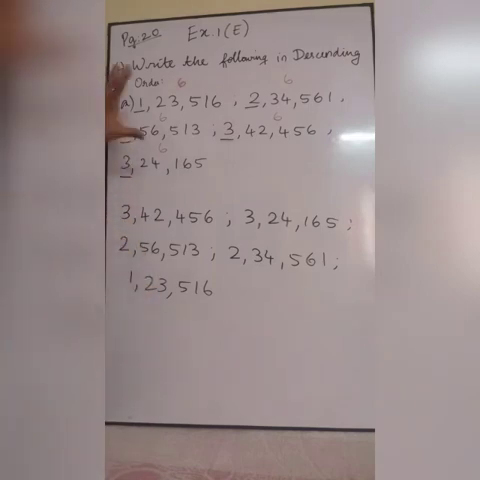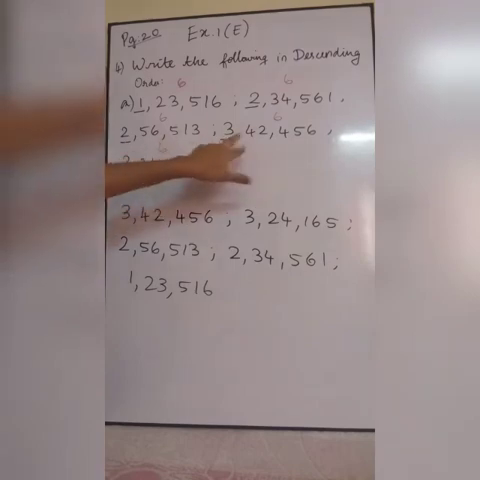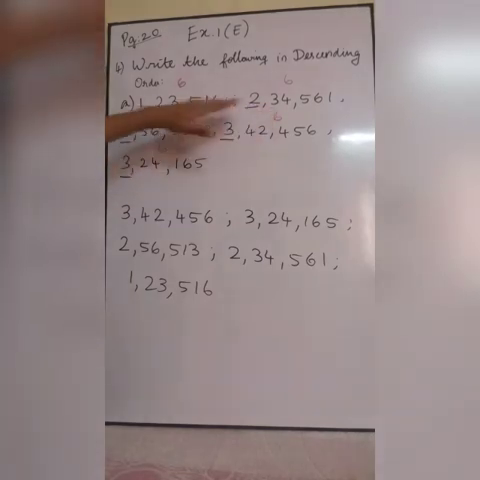Listen carefully. There are the same number of digits. So I have compared all the first digits. So in this, 3 will be the first greatest. So next I am going to compare these two. So this will be greatest. So I wrote it first. Then I wrote this as second. Then this as third. Then this as fourth. And this as fifth. Understood, children?